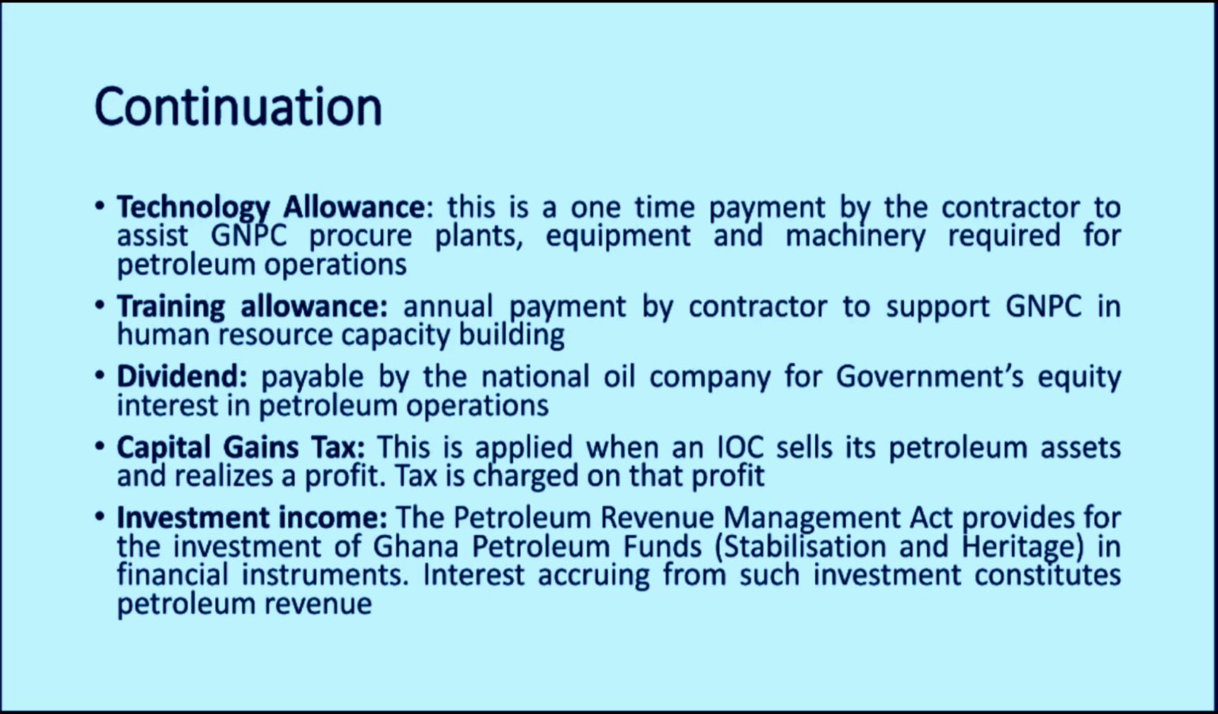Then we have dividends, which are payable by GNPC to the government in terms of equity interest. Then we have capital gains tax, another tax, which is applied when the international oil company sells its petroleum assets and realizes a profit. The tax is charged on that particular profit, which we call the tax on gains on realization of assets.